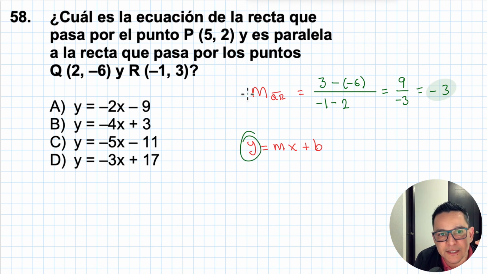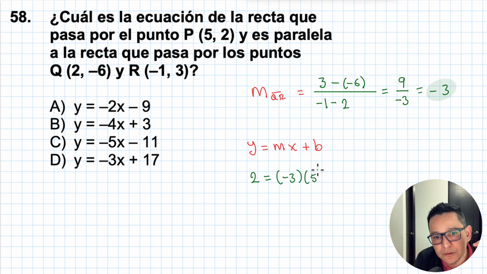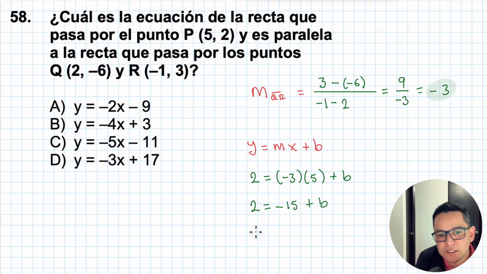So we put y, which is 2, equals m, which is minus 3. Let me put parentheses to group the negative, times x, which is 5, times 5, and plus b, which I don't know. Let's solve for b from here. So I have 2 equals minus 3 times 5, which is minus 15, plus b. And well, this minus 15 will be added. So I get 2 plus 15, right? And 2 plus 15 equals 17. So now we have the value of b.